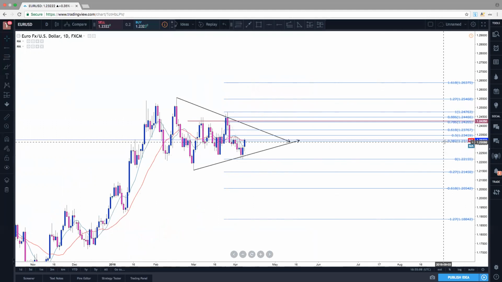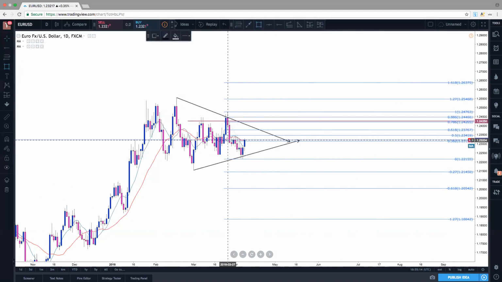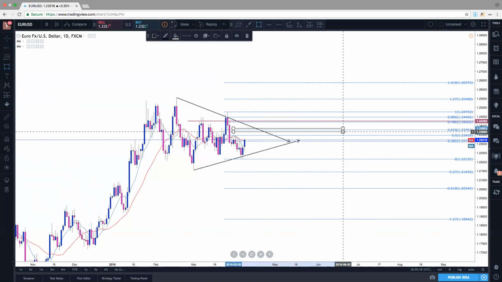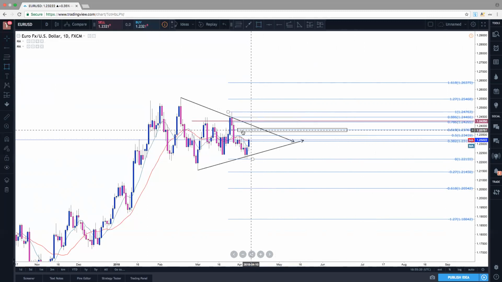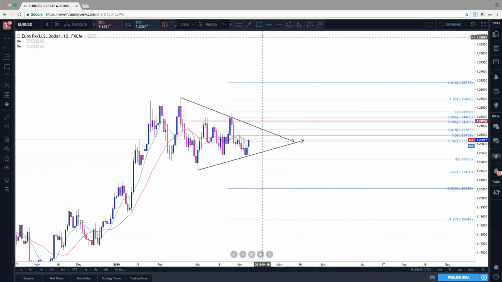Now, what I would look for is any type of potential reversal back down around this 61.8 right here. It'd be a nice little interest point. We have a lot of support and resistance there. So we could see a push up here by the middle of the week, and then a rejection back down, or we could just see a break right now.